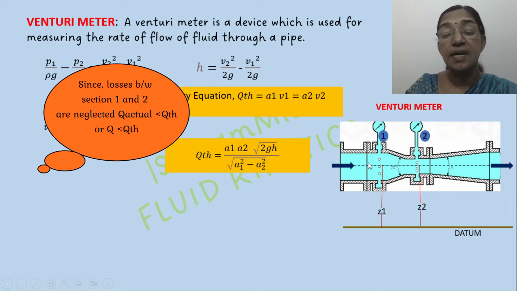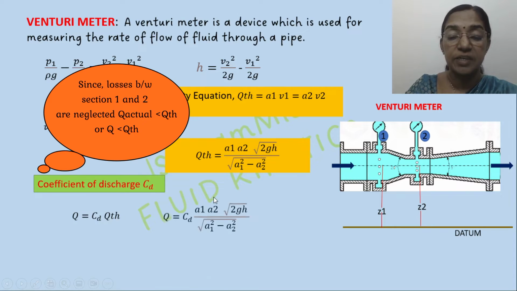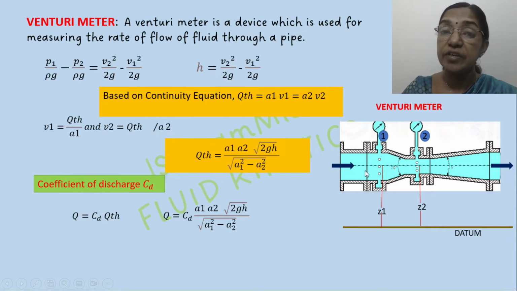But the actual discharge is less than the theoretical discharge. So we can relate the actual discharge and theoretical discharge by means of a coefficient called the coefficient of discharge. So actual discharge equals coefficient of discharge into theoretical discharge. So the expression for the discharge computation is Q equals CD into A1 A2 into root of 2gH divided by root of A1 square minus A2 square. For a given Venturimeter, A1 and A2 are fixed and CD will be available with the manufacturers.